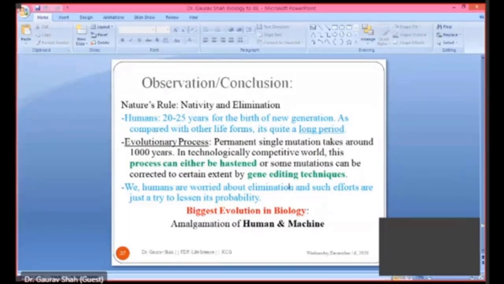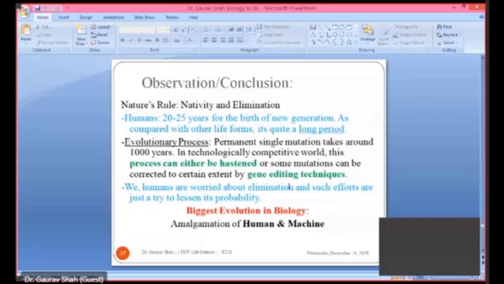There might be many more inputs related to this particular aspect. But the most important observation is nature's rule that there is a nativity and the elimination, right? A birth and a death. Humans are well aware of this particular nature's rule. 20 to 25 years is a generation time as far as humans are concerned. This is an approximate value, an average, right? As compared to the other life forms, we have felt that it is quite a long period, 20 to 25 years.